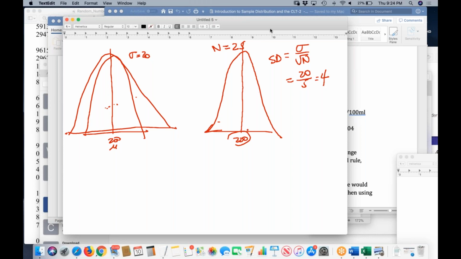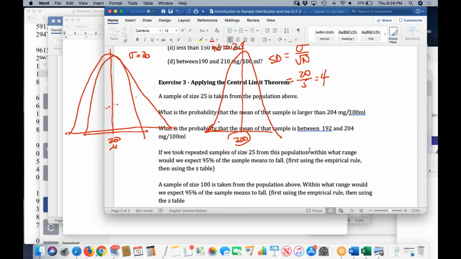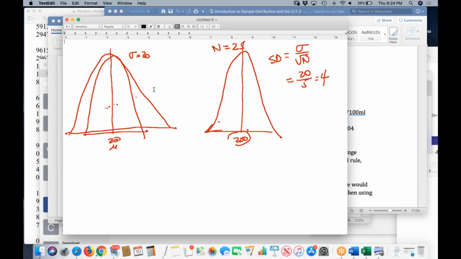So now the question is, what's the probability that the mean of a sample that we took from this population would be bigger than 204? If you asked me the probability that you would pick a single individual from this population whose cholesterol is more than 204, the z-score would be 204 minus 200 divided by 20, which is 4 over 20, which is 1/5, equal to 0.2. In other words, this area would be like 48% or something like that, because it's only a little bit above the mean.